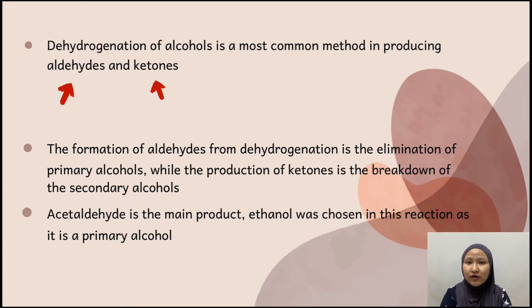The formation of aldehydes from dehydrogenation is the elimination of primary alcohols, while the production of ketones is the breakdown of secondary alcohols. Acetaldehyde is the main product. Therefore, ethanol was chosen in this reaction as it is a primary alcohol.